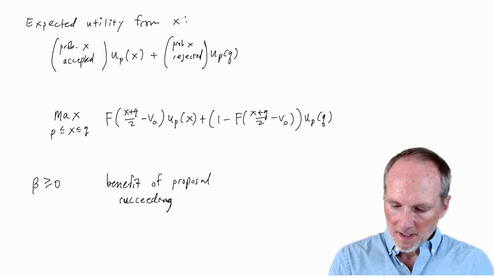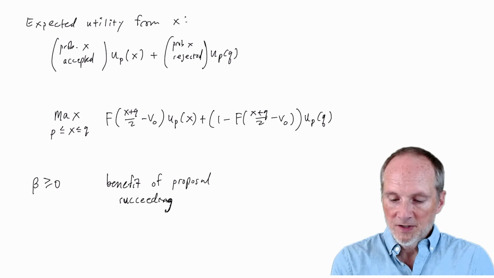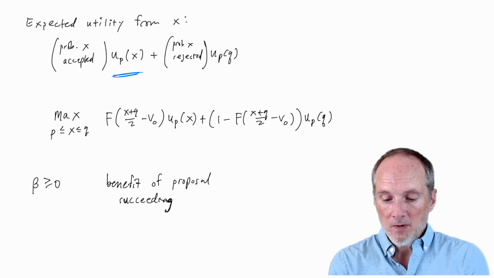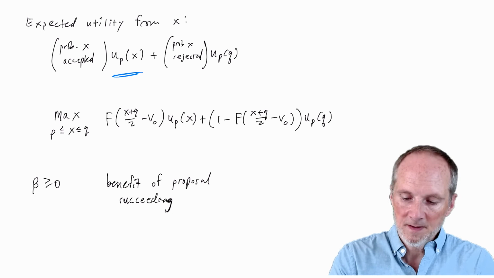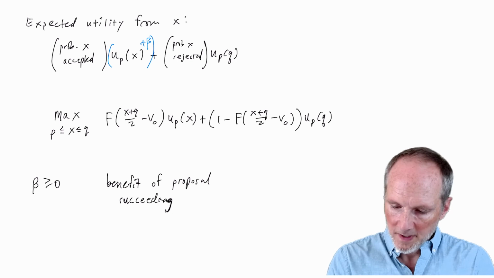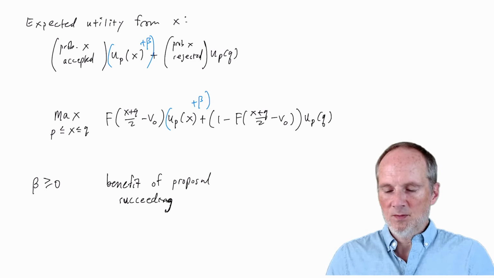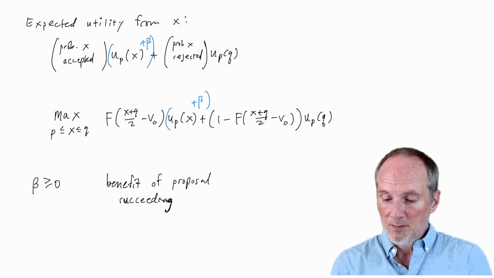And that's going to be just measured in units of utility. So how would that affect the politician's problem? Well, what it does is it changes the utility when the proposal is accepted, because now you don't only get the utility from your proposed policy, but you would get this beta, okay? And that's also true here. It's a minor addition to the model, but it is another parameter that gives us some flexibility, and it's something that we can play around with when we're analyzing the model.